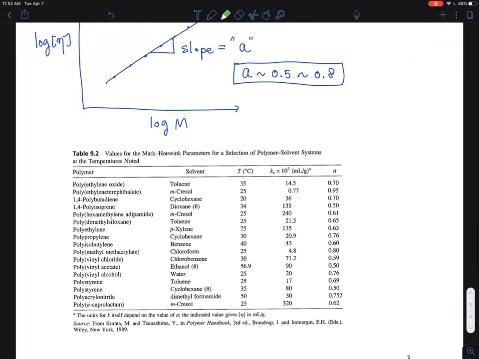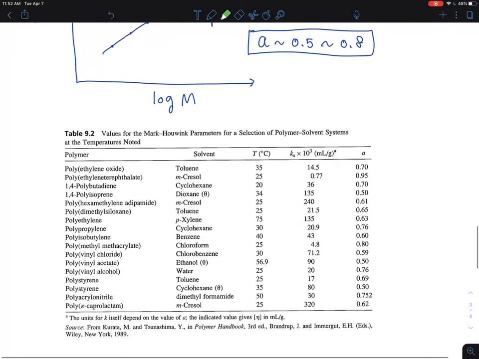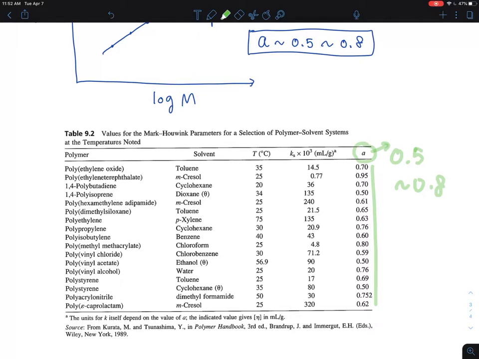And here's an example of the list of polymer samples and their K and A values. If you look at the A values, with the exception of sometimes being out of bounds, typically it ranges from 0.5 to 0.8. That's the range you have. And if A is 0.5, this is closer to the theta solvent. And if A goes higher, that's close to the good solvent. I'm going to talk about this one later.